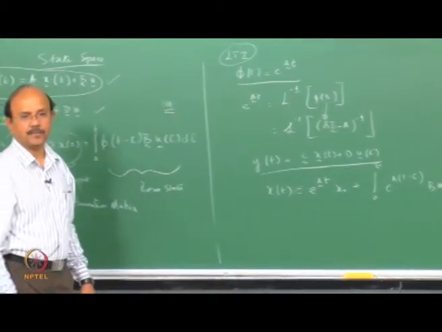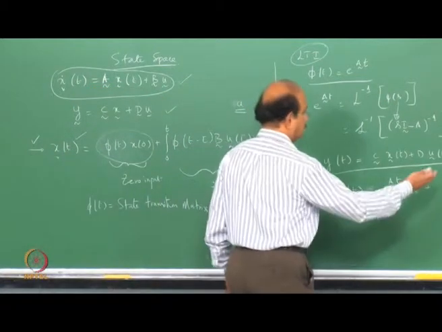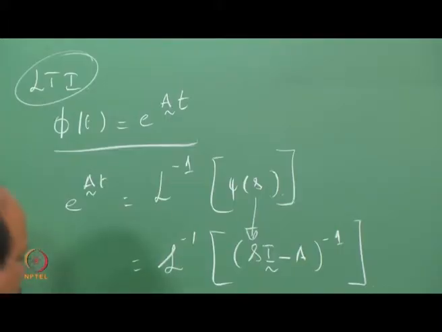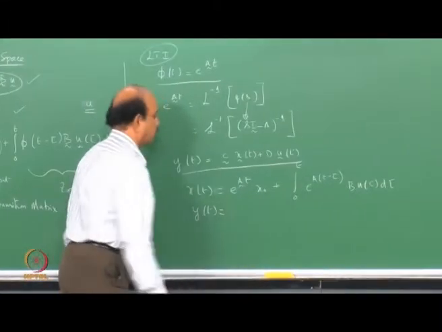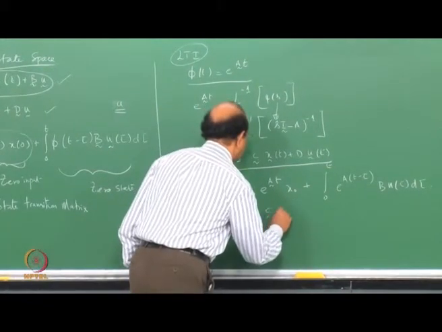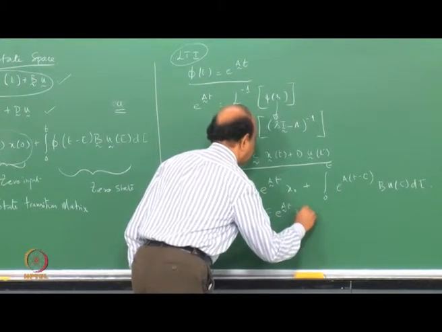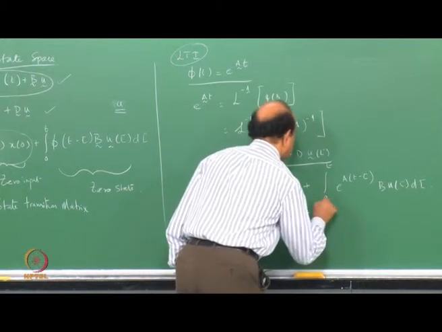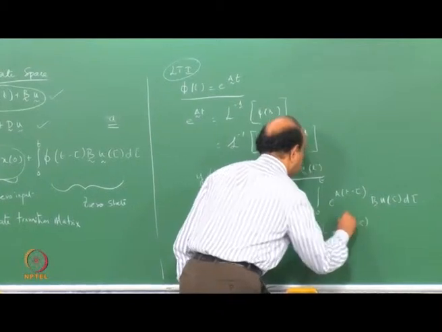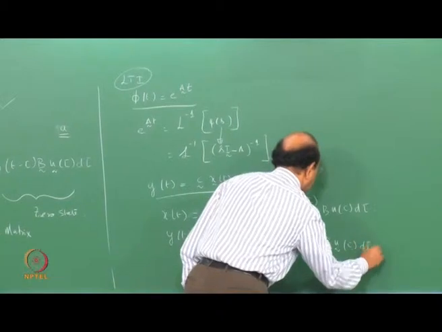This is all we did before, and y of t can be written in this standard state space form, so that x of t is this, from which I can write down y of t. y of t is c e power at x naught plus the integral from 0 to t of c e power a(t minus tau) b u(tau) d tau.